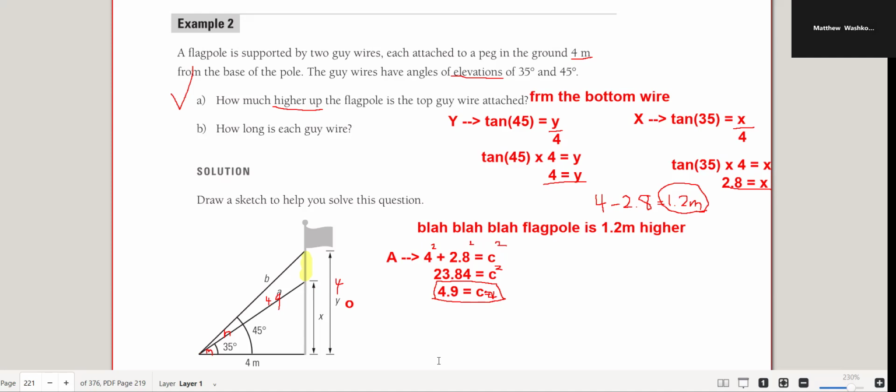Then we do the same thing for B. I'm still using that 4 squared, and I'm still trying to find the hypotenuse. So it's 4 squared plus 4 squared is equal to C squared. 4 squared is 16, 4 times 4 is 16. So I'm adding 16 plus 16, which is 32. 32 is equal to C squared. All I have to do is take the square root of 32.